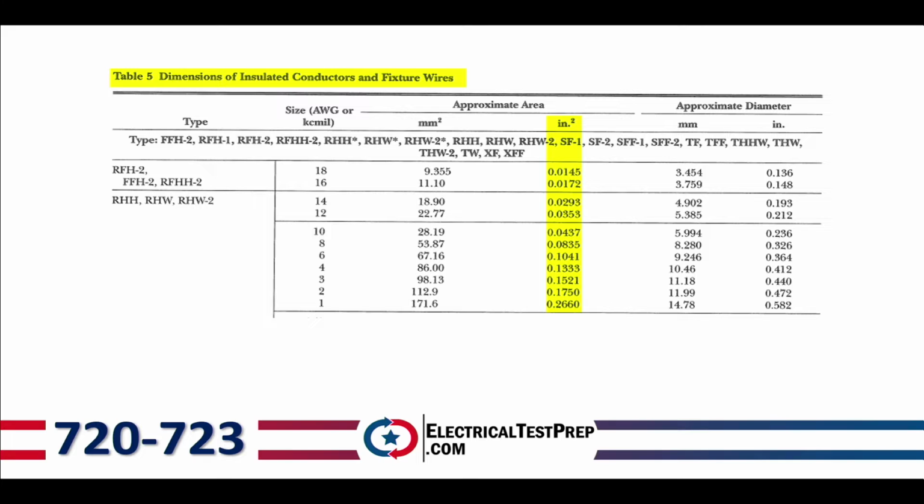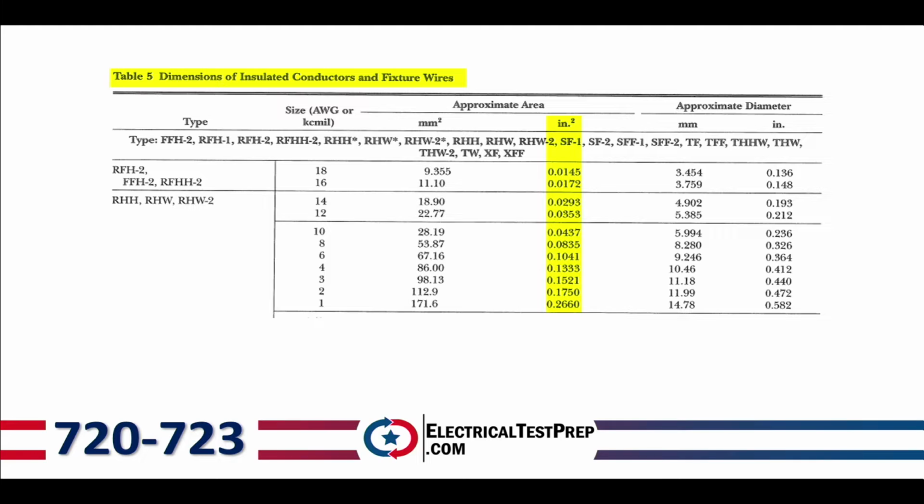And then we have Table 5. So Table 5 starts off on page 720 and goes through 723. This is our dimensions of insulated conductors and fixture wires. And what we're going to do is we're going to hang out in the approximate area in square inches, okay? Not the square millimeters, not the diameter, but the approximate area in square inches. So that'll tell us how much physical space each individual conductor will occupy.